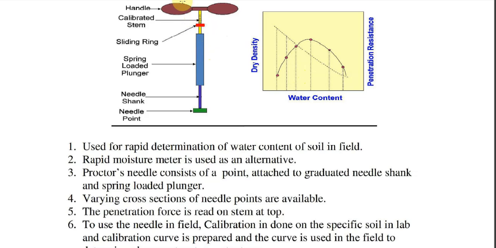You keep the penetration needle on the soil and try to penetrate this needle into the soil, and it will give us the resistance force of the soil. So for different water content, we'll measure the penetration resistance: for the first trial, the second trial, the third trial, and so on. So we'll plot a calibrating curve. This is my calibrating curve.